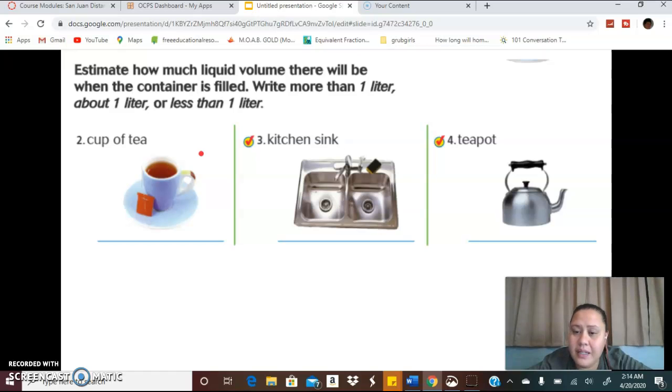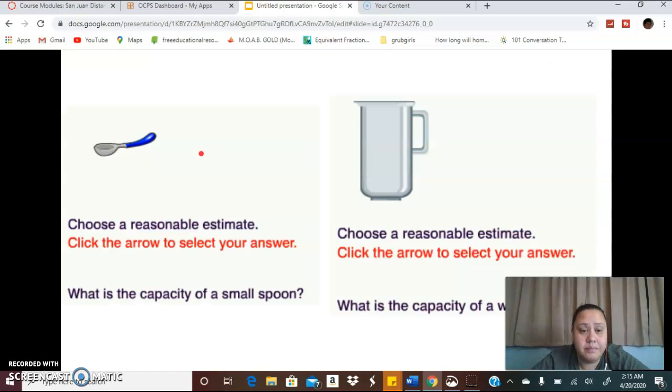And for the teapot. Now the teapot, it depends on the size, but obviously if we know that the sink is more than a liter, we can estimate that the teapot is probably about a liter. Unless you have a ginormous Costco sized teapot, but most teapots are probably about a liter because it'll fill a few cups of tea. So if you said it's about a liter, that is correct as well.